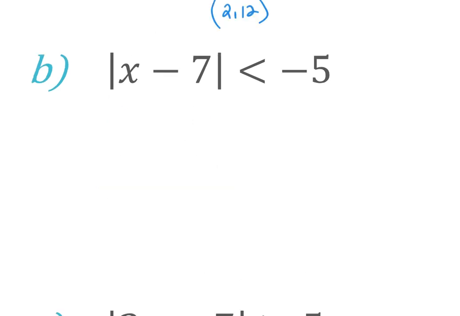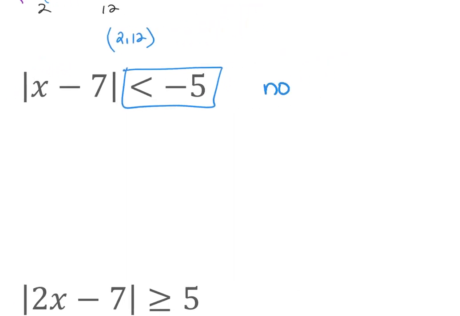This is a what statement? Impossible. Why is it impossible? An absolute value can't be smaller than a negative. It can't even be negative. Good. So absolute value cannot be less than a negative number. It can't be less than 0. If you catch it from the beginning, you save yourself a lot of work because there's no solution here.